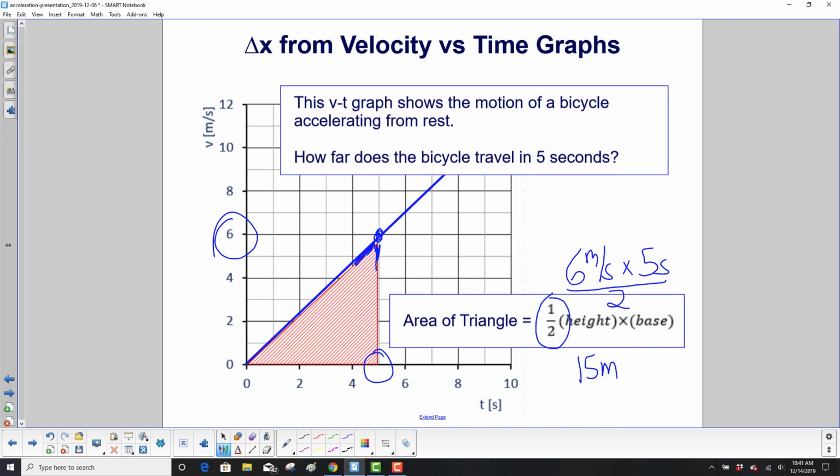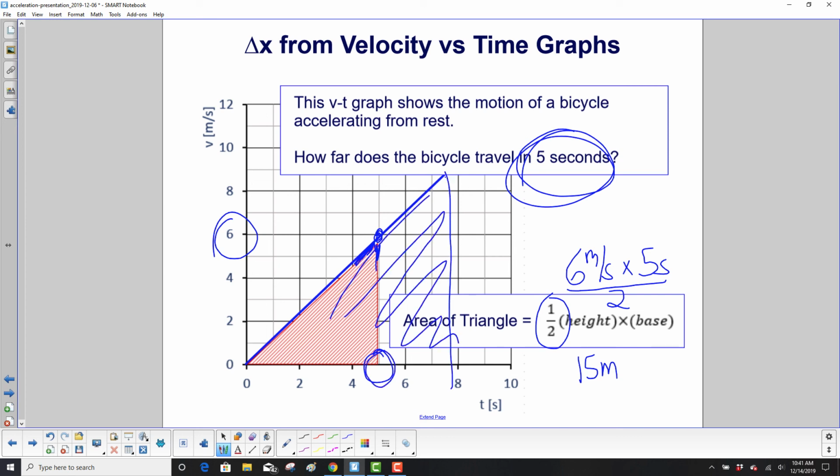When you're given these problems, make sure you read this. Right? Because sometimes when you see a graph and you want the area under it, you go right to the last point somewhere over there and find this whole thing. Well, that would be incorrect. Make sure you're at the right time.